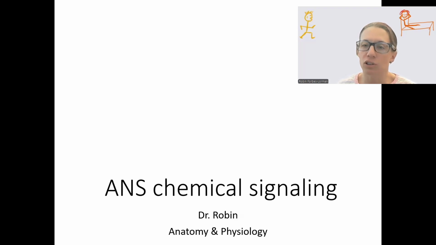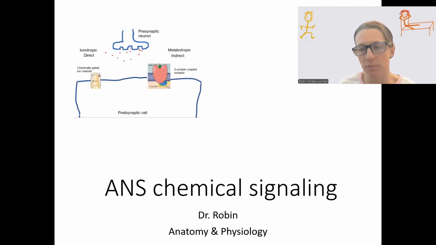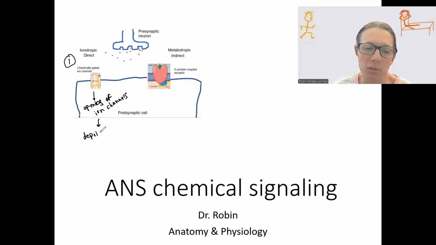So recall there are two main categories of receptors in terms of their general effects. One is ionotropic, which is direct. These are chemically gated ion channels that result in the opening of ion channels or closing, and direct depolarization. So this is quick and limited in what it can do, right? It's really for signaling. So quick signaling is what this is for.